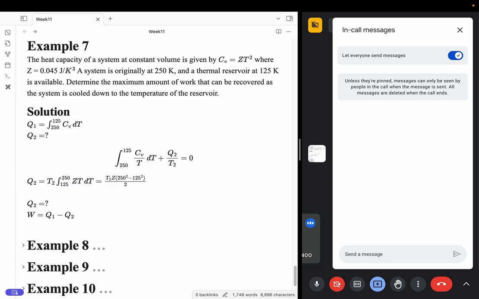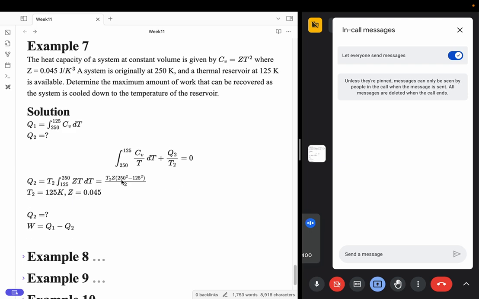T2 is 125 Kelvin. These are just a manipulation. Just substitute the values and you get the value. This is 0.045. So now T2 and Z, once you substitute that, you will get Q2.